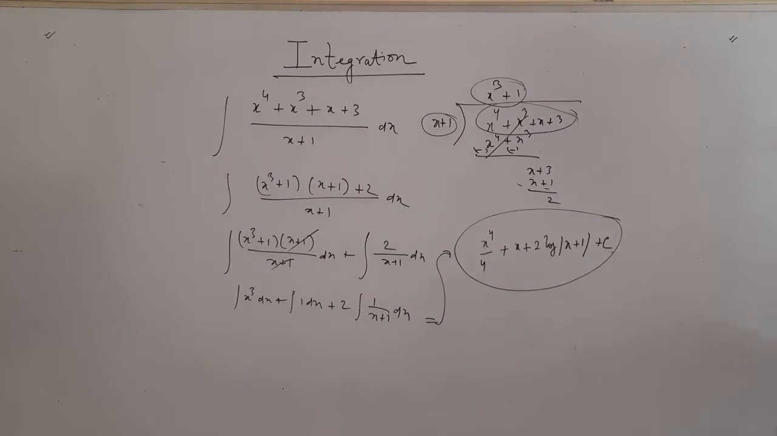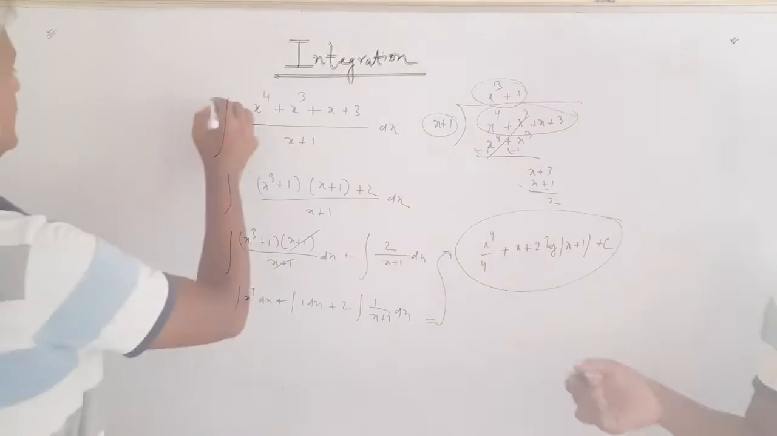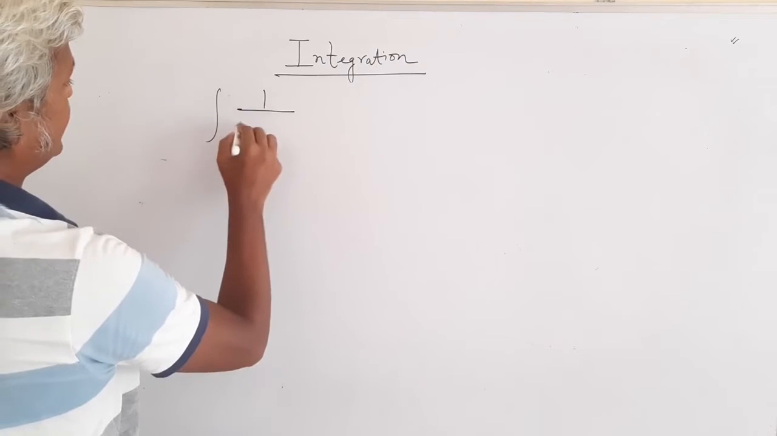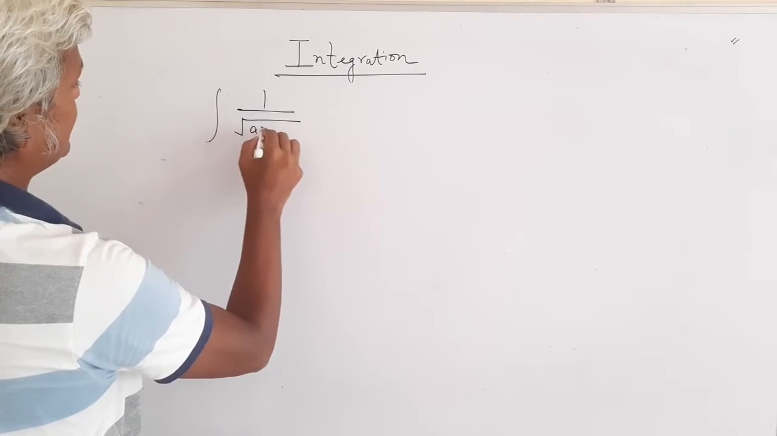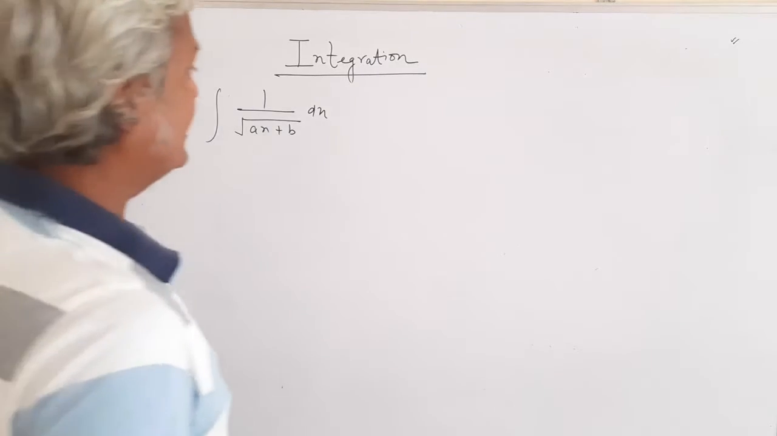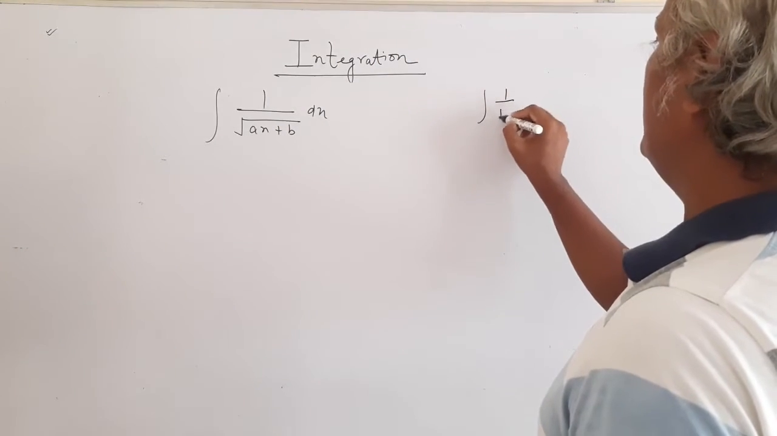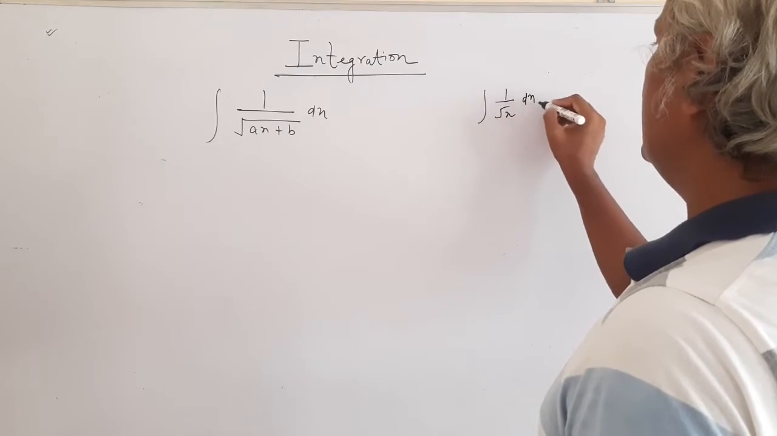Now I need to take another example. For that I need to clear the screen. Suppose I have a form of integration which goes like integration of 1 over root of ax plus b dx. How will you do that? For that you need to find out, is it possible to find the integration of 1 over root x dx? The answer is yes.